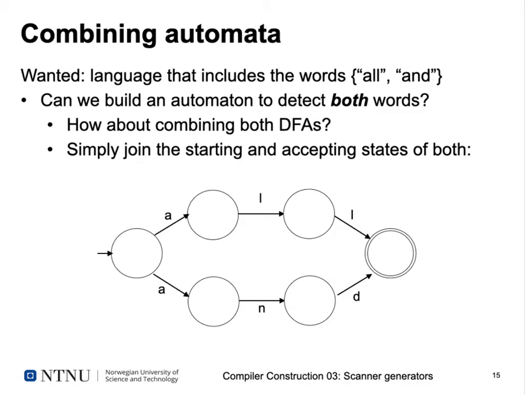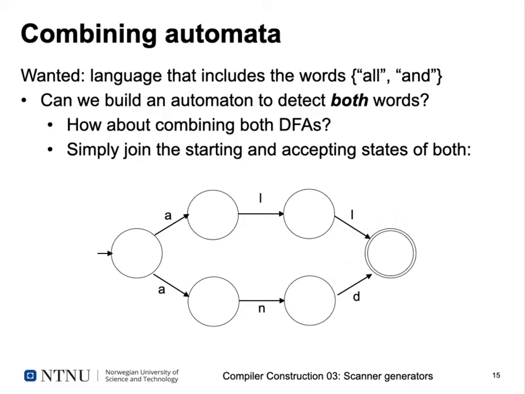Now, the previous slide showed how to detect these words separately. Now what we want is a language to include both words. So we need to build a combined automaton that can recognize either the word all or the word and. So how can we do this? Let's try to combine both DFAs. How can we do this? Well, let's join the starting and the accepting state of both. So we start here, we read an A, L, L, we end up in the accepting state, or we start here, we read an A, N, D, and end up in an accepting state.